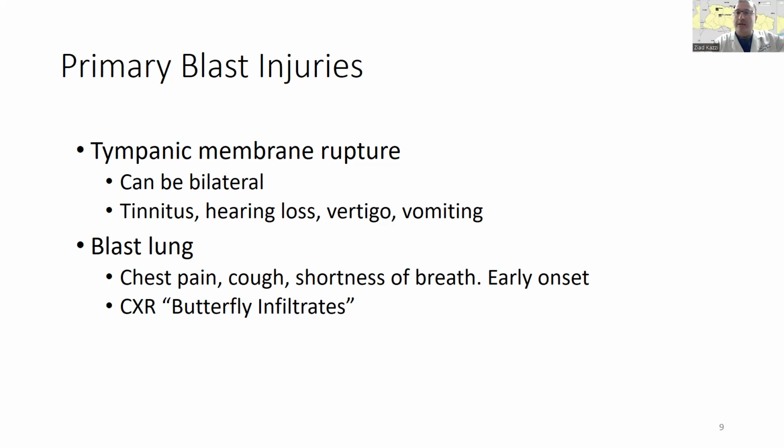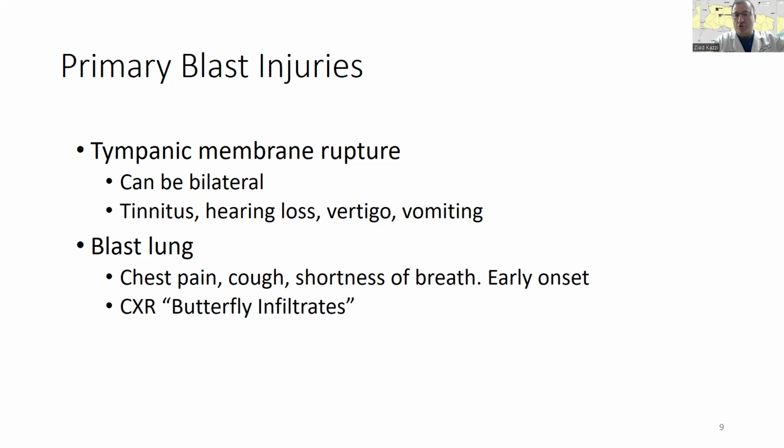Typically, these injuries require supportive care. The tympanic membrane heals with time. You could potentially decide to use some antibiotic ear suspensions, but again, they'll heal on their own. Avoid having water enter these injured tympanic membranes.